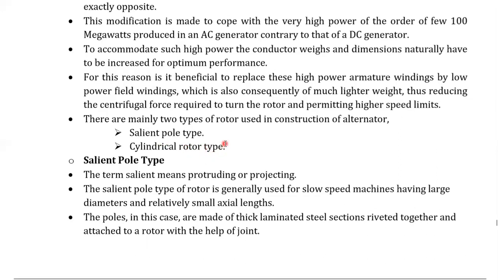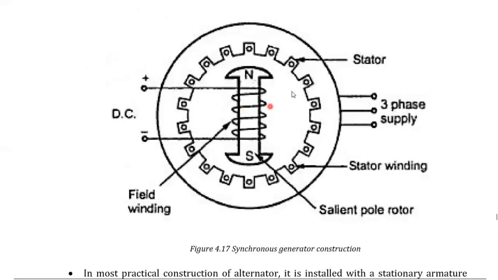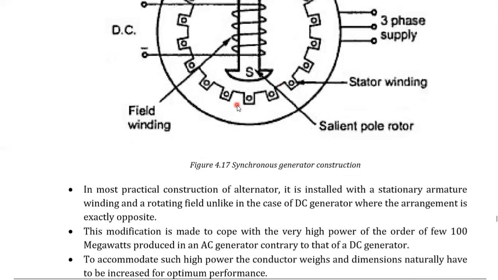Synchronous machine construction, based on rotor construction, can be classified into two types: salient pole type rotor and cylindrical rotor type. Same as induction machines, slip ring induction motor and squirrel cage induction motor, here also the synchronous machine can be classified into salient pole and cylindrical rotor. So this is the salient pole rotor type.